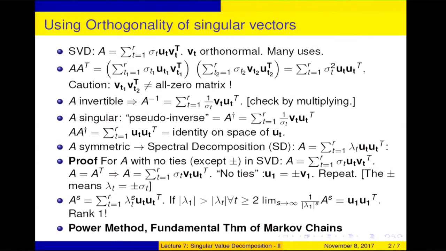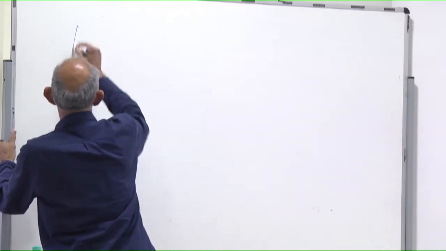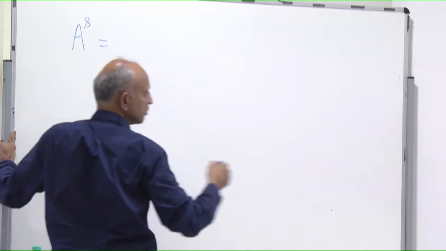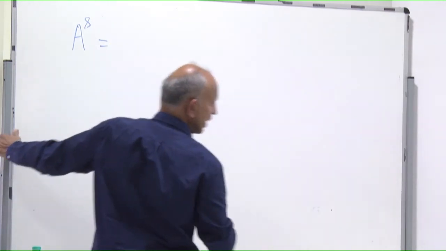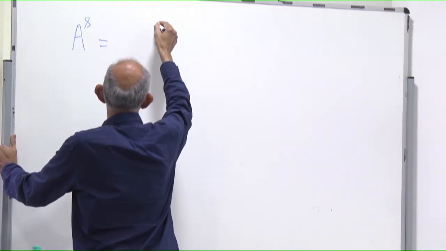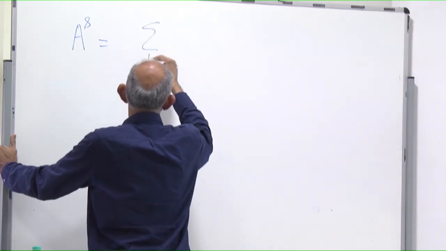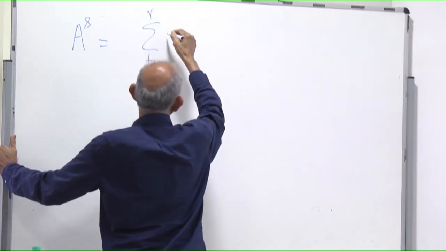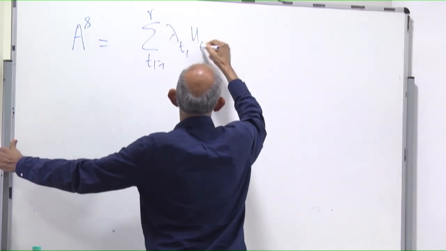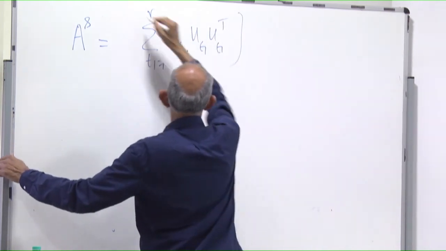I mean, it better be at least square before I take powers. Rectangular matrices, I can't take powers. But if I take a high power, then only the eigenvalues get powered. The eigenvectors remain the same, right? We can see that by just multiplying out. So maybe since I have not so many slides, I can do all these calculations. So A to the s is the sum over t1 equals 1 to r of lambda t1 u t1 u t1 transpose, then you have t2 and so on.